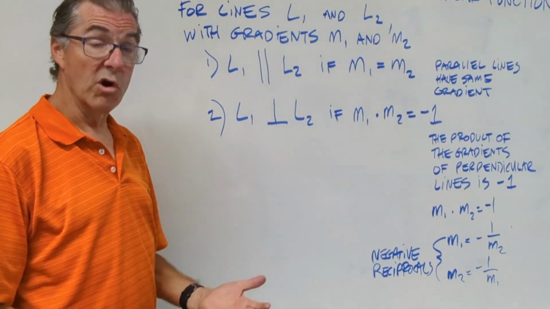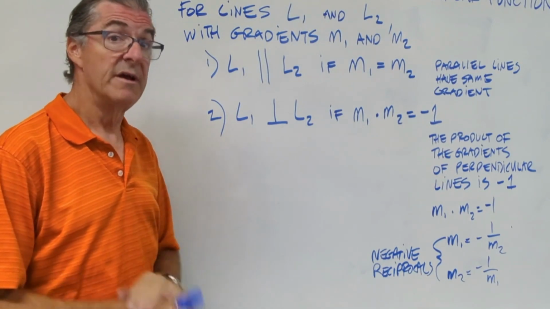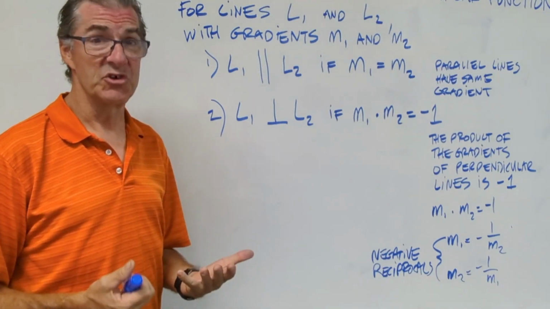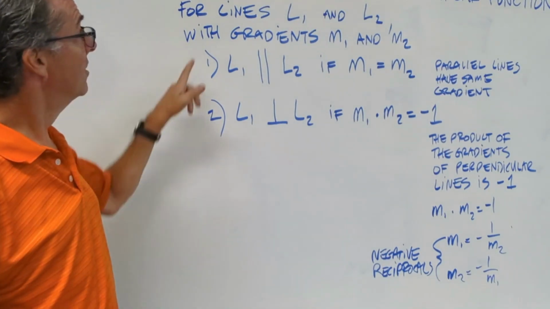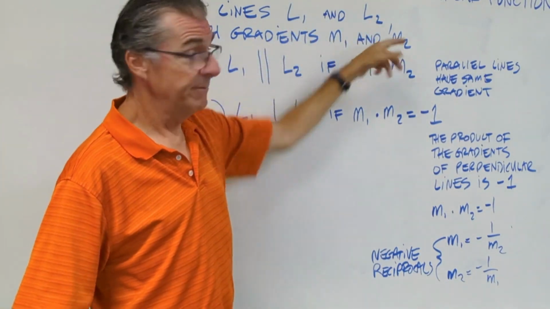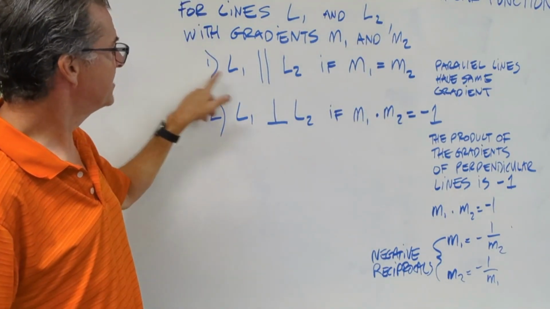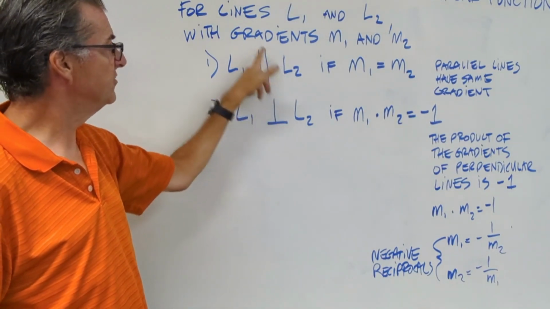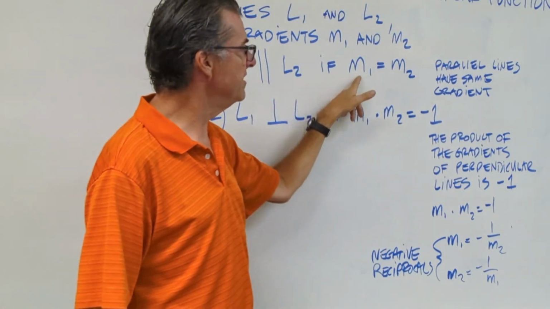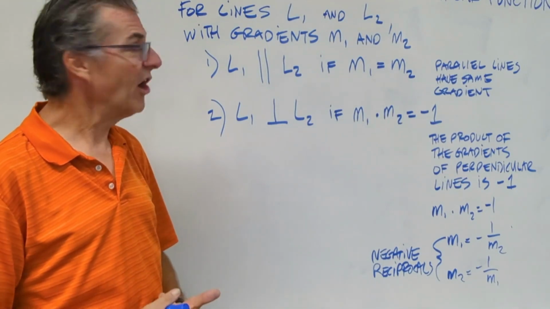All right, let's do some work with gradients. So there's two cases that I want to explore on this board: parallel lines and perpendicular lines. And the way we relate those two is by using their gradients. So for lines L1 and L2 with gradients M1 and M2, the first condition is L1 is parallel to L2. That's the symbol for parallel to. L1 is parallel to L2 if M1 equals M2. So that means two lines are parallel if their gradients are equal.